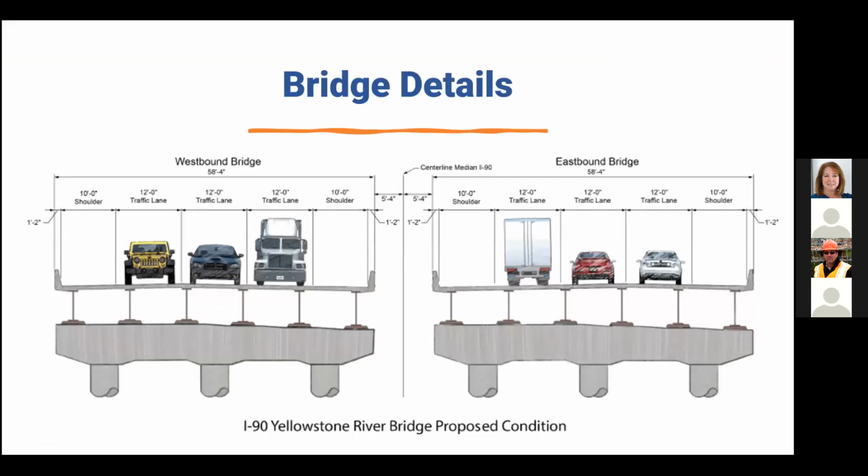And this is just a schematic that shows what those new structures will look like when it's all said and done, actually from the driver's perspective. Again, we're going to have 2 new bridges there. Each one will have 3 lanes in the eastbound direction, 3 lanes in the westbound direction, and significantly wider shoulder width compared to what's out there now to meet current design standards.